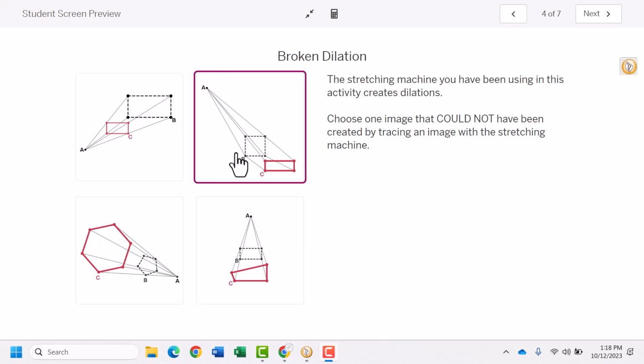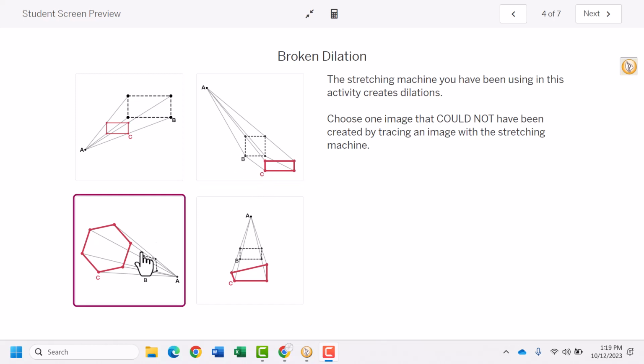If I look closely at this one, first of all, I can tell that rectangle C is not the same shape as square B. And as I'm looking at these lines, I want you to notice that the lines connecting that center of dilation, B and C, that line's not straight. So that's not going to make a dilation. If we look closely at this one, we can see that one of these is a hexagon and one of these is a pentagon. That's not going to work.